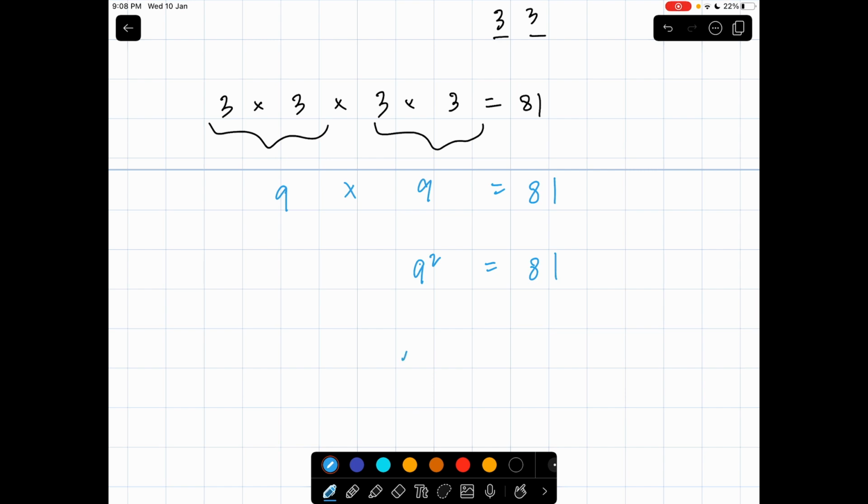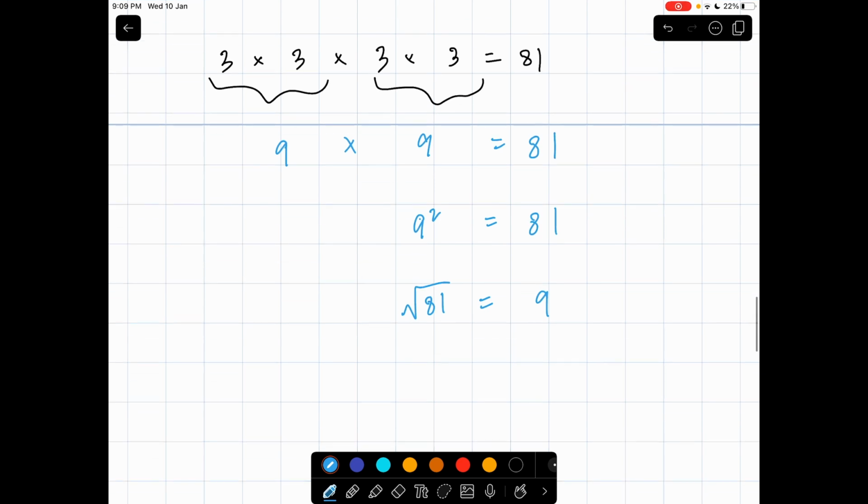So the moral of the story is the square root of 81 is 9. That's it. As simple as that. Let that sink in. Okay. If you were not able to understand this whole process, I would recommend you to watch it one more time. Just one more time and you will get it. No worries. Alright? So let's move on to the next part.